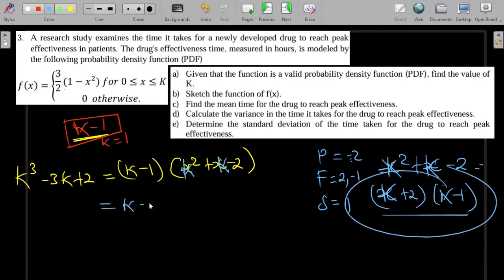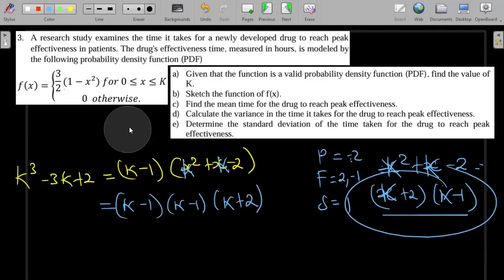So it will be k minus 1. And then here, when you factorize it, it will be k minus 1 as well, and then k plus 2. Okay. So remember, we are finding the value of k. And from this interval, they're saying 0 to k. So it means this k here should be greater than 0, because they're starting at 0 and then they're going to the positive direction here.